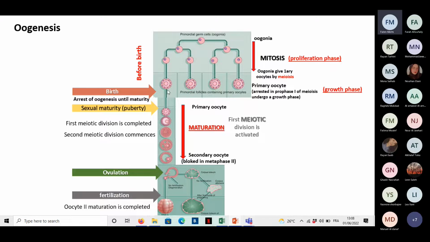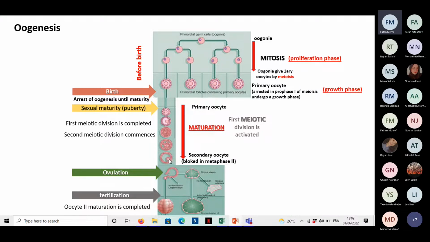Now, during the childhood, nothing will happen. After birth, it's only after puberty, so puberty is sexual maturity, that the oogenesis can be achieved. And so at each menstrual cycle, not one, but few of the primary oocytes will resume the meiosis to give a secondary oocyte here.